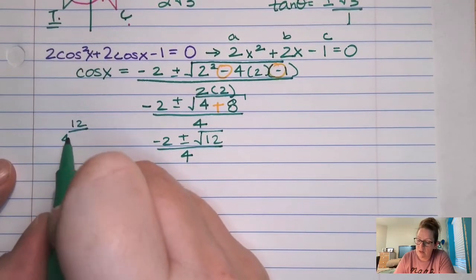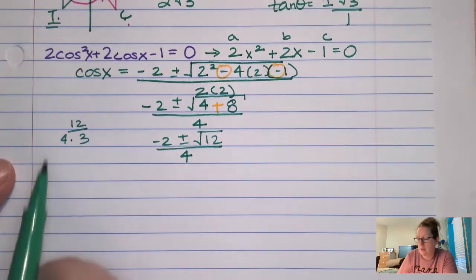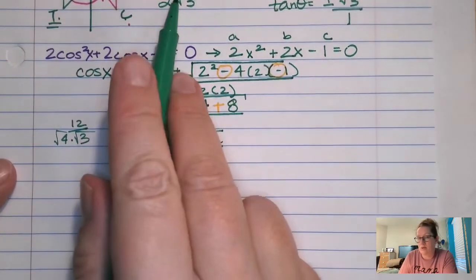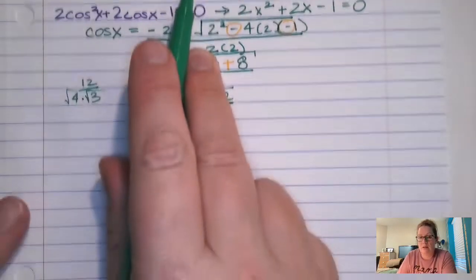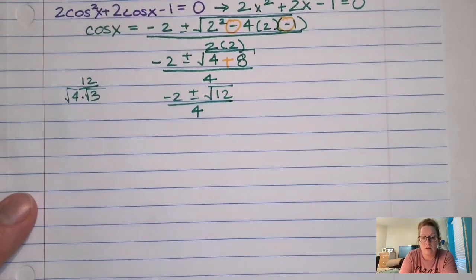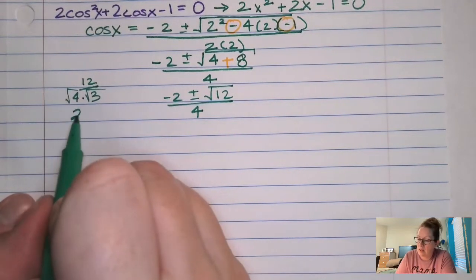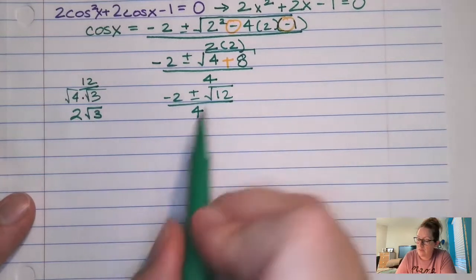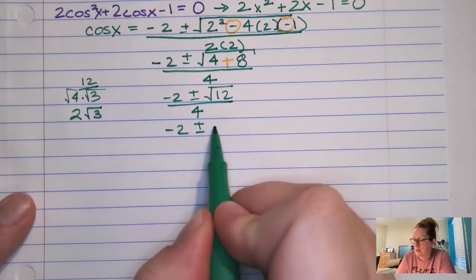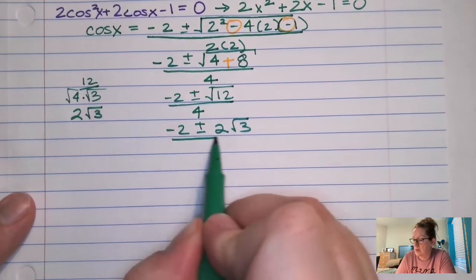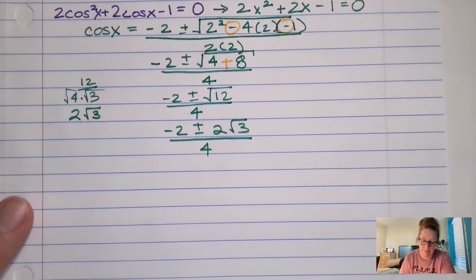So I'll do it the other way just in case you guys don't do the factor tree we just did. This is the other way to do it. Doesn't matter which way you do it, whatever you prefer. So we get 2 square roots of 3. So negative 2 plus or minus 2 square roots of 3 over 4.